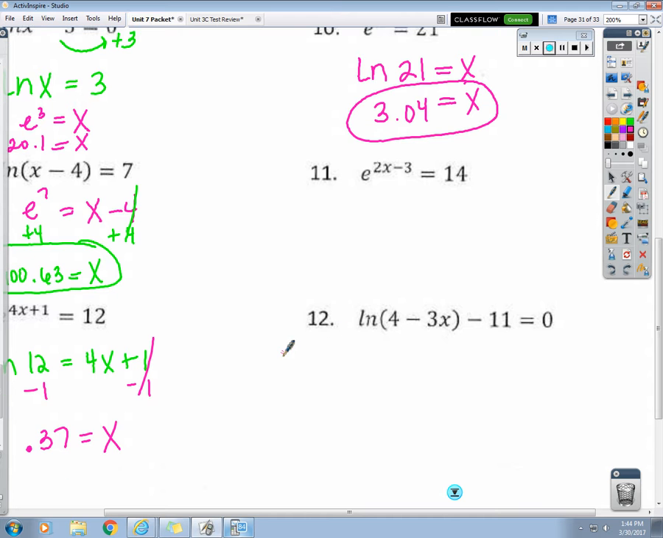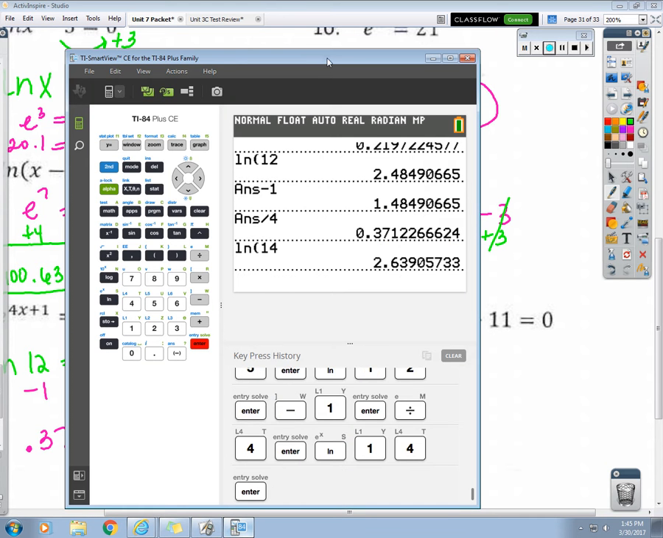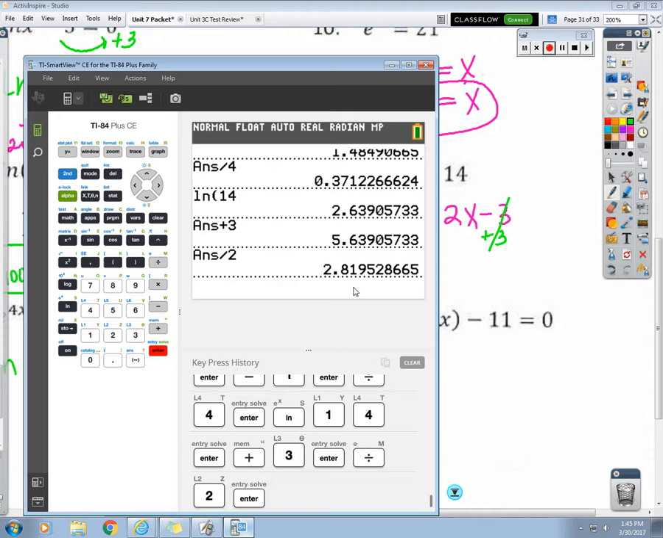Number 11. It's currently in exponential form, but the base is e. So when I rewrite it, it will be natural log 14 equals 2x minus 3. Now what do I do? Correct, I'm going to add the 3 to the ln 14, and then once I get that value, I'm going to divide it all by 2. So ln of 14 first, that equals 2.63. Then I add 3 to that, and then I divide it all by 2, and I get 2.819, so 2.8.